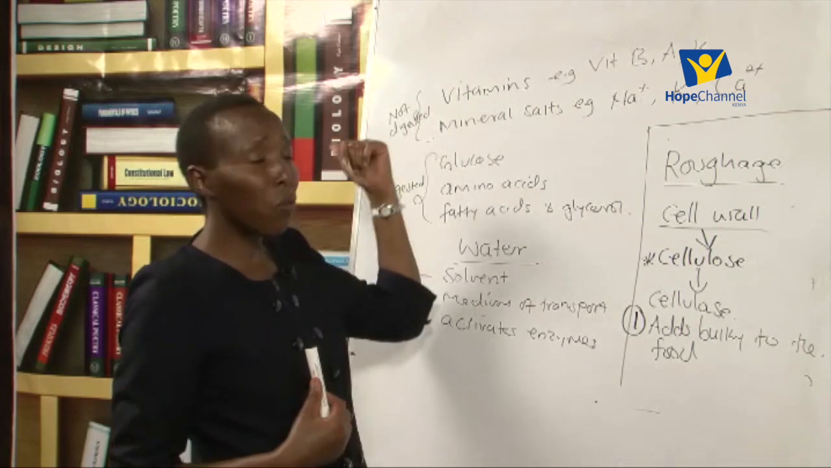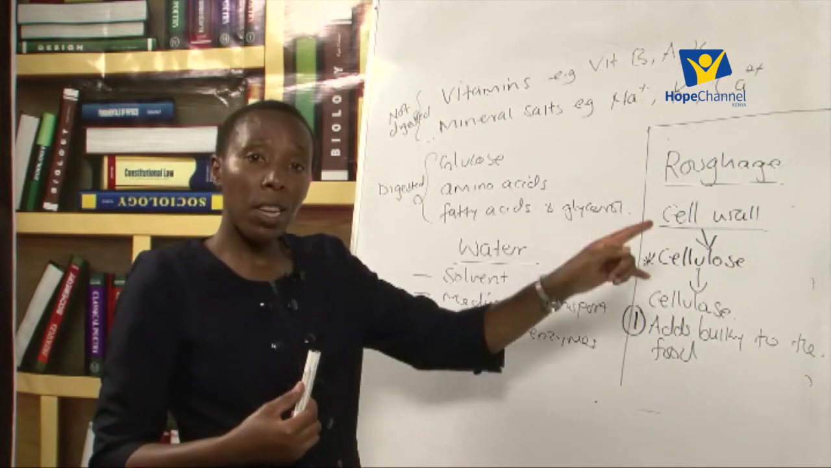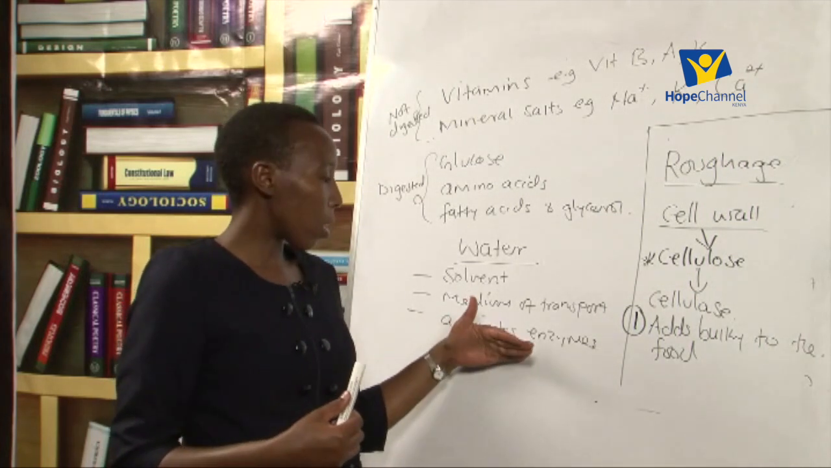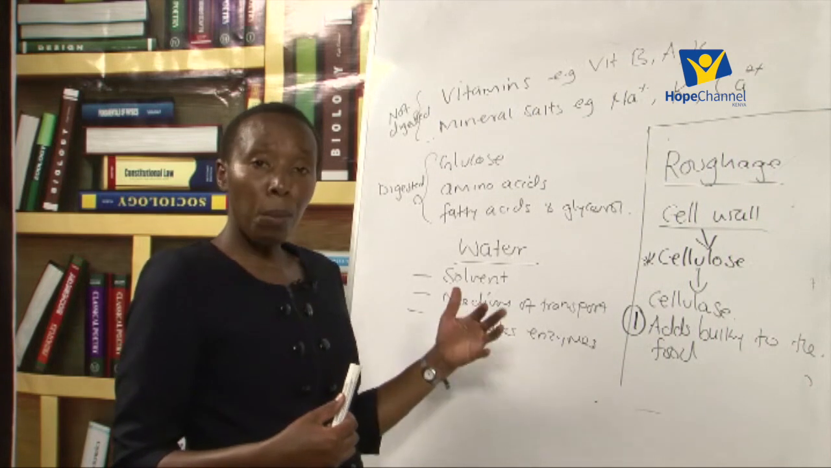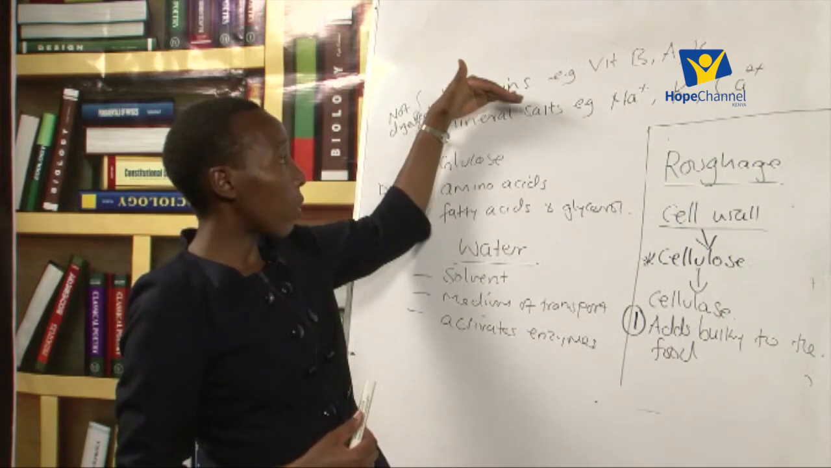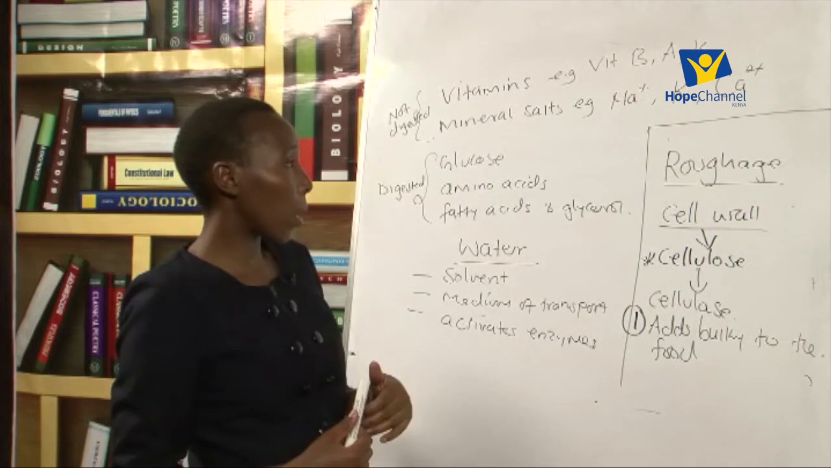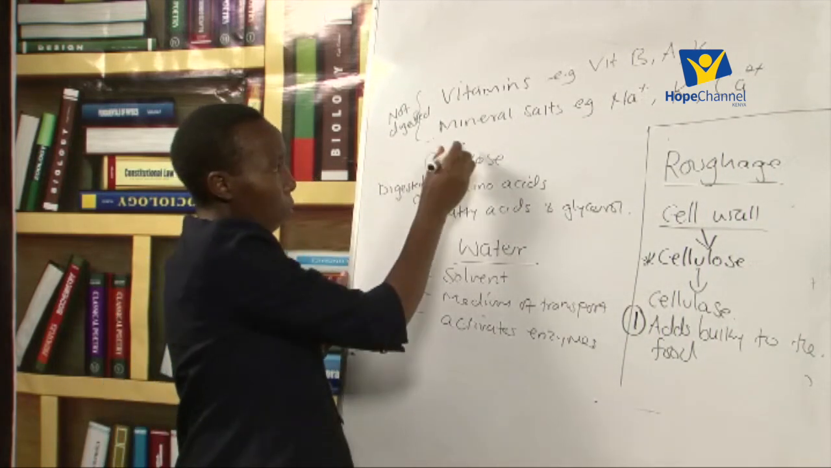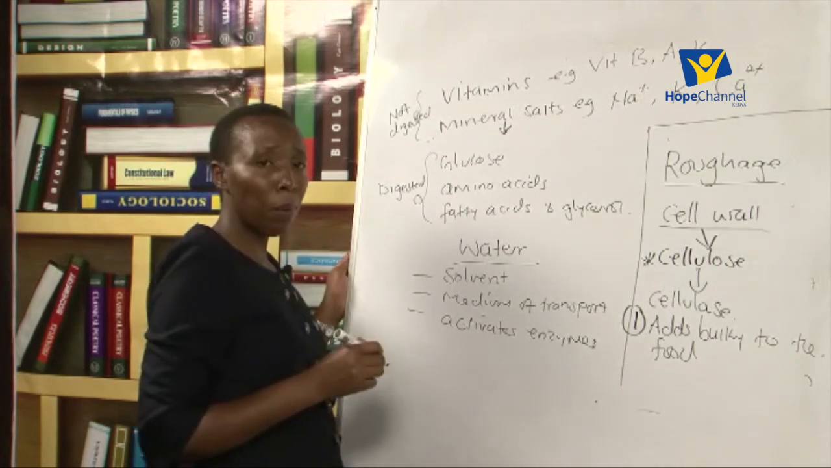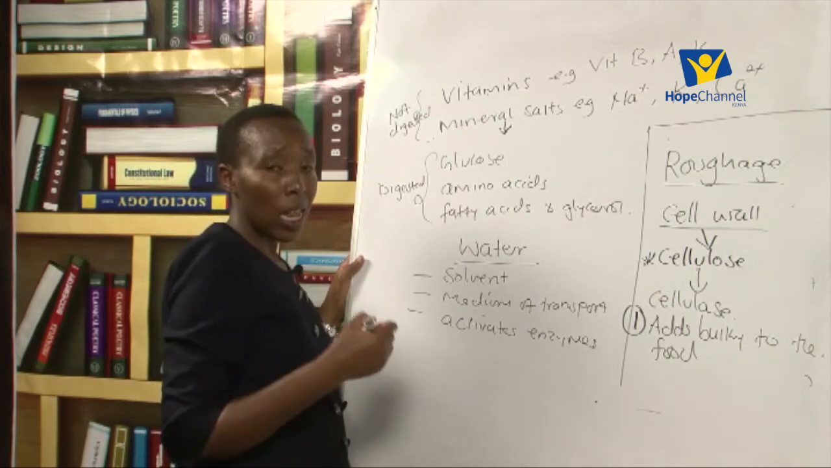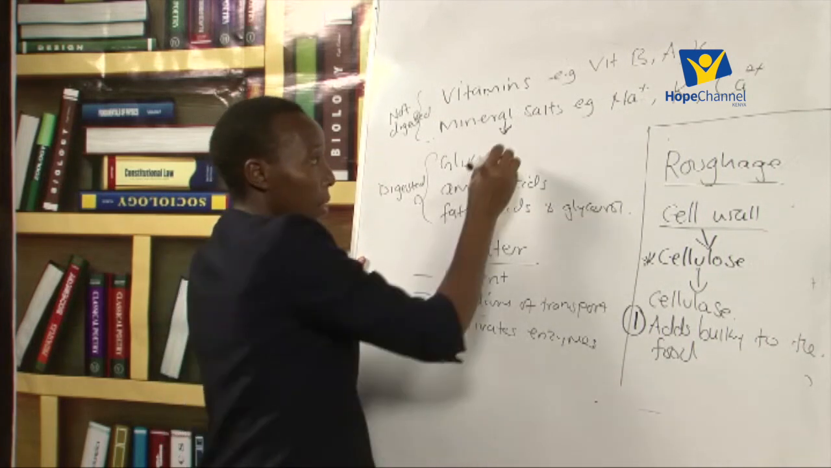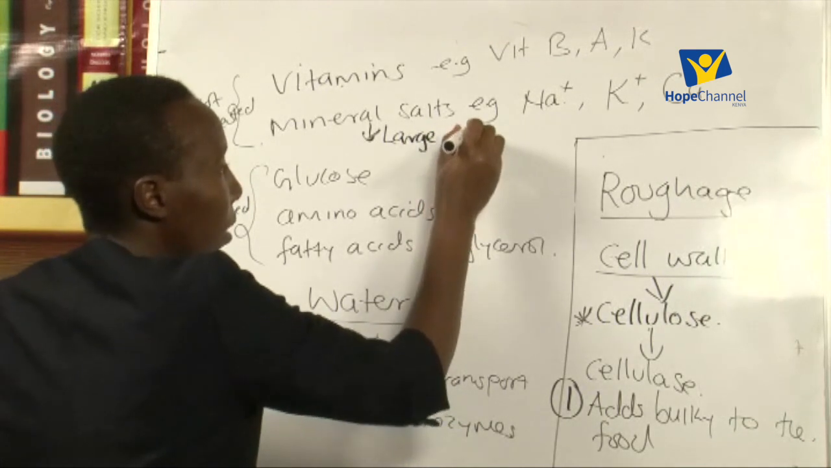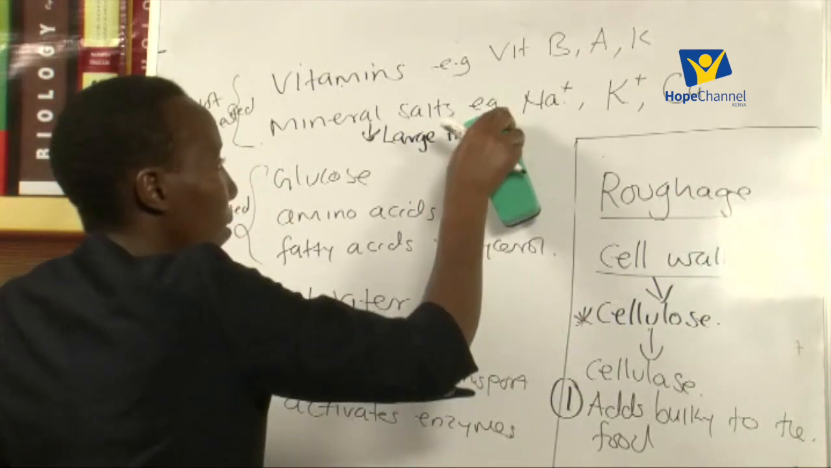Like now, some soluble vitamins can be absorbed even in the stomach, not even in the ileum. Some of them can be absorbed in the stomach. So we need to be very keen. But you realize that the mineral salts are mostly absorbed in the large intestine. They are absorbed in the large intestine.